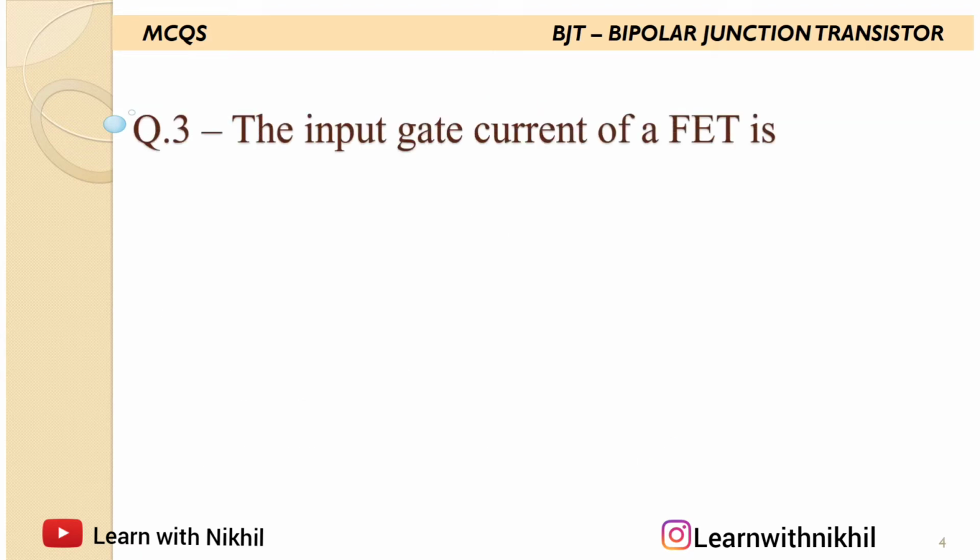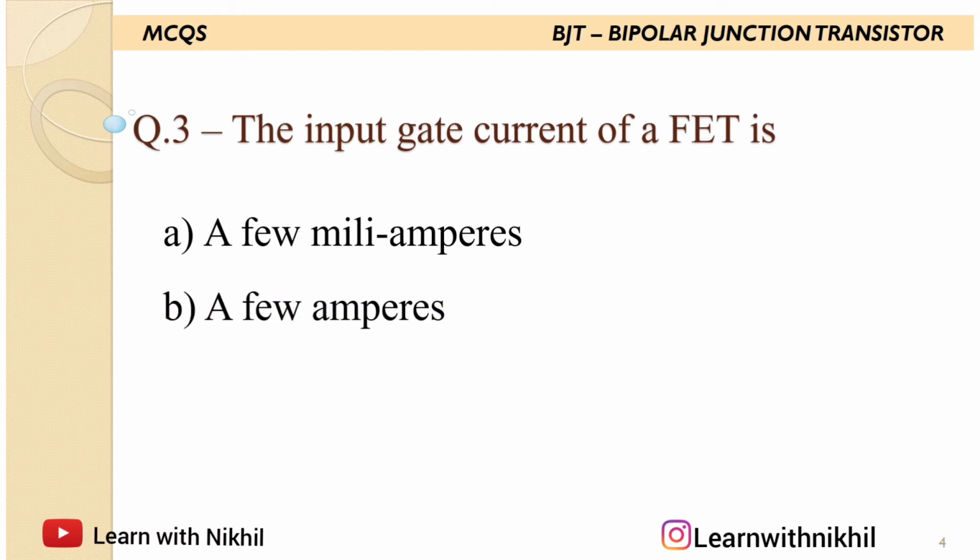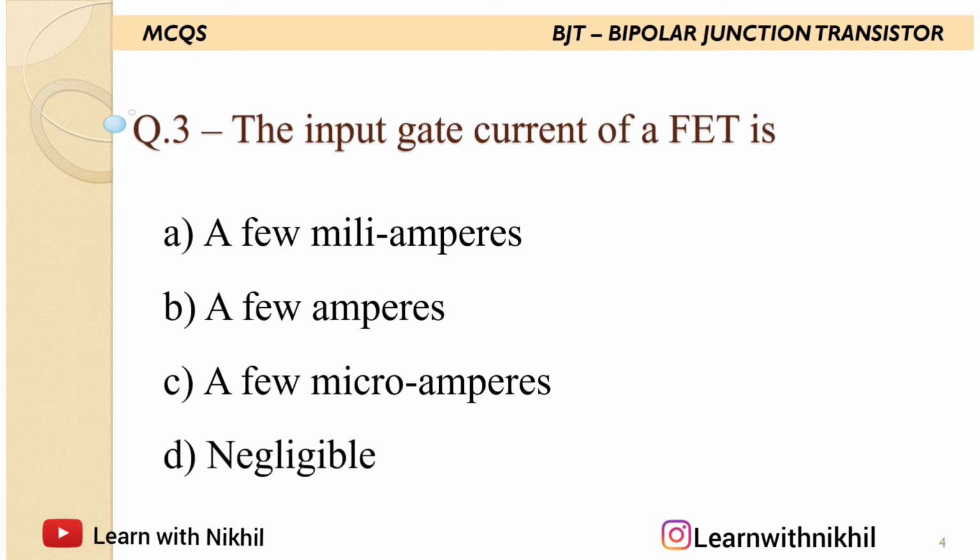Next question. The input gate current of a field effect transistor is A. a few milliamperes, B. a few amperes, C. a few microamperes, or D. Negligible. And the right answer is gate current is negligible.